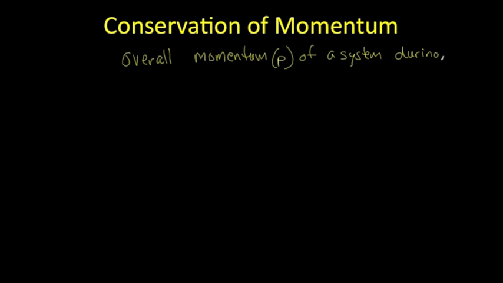Today we're going to discuss conservation of momentum. When we talk about conservation of momentum, we have to realize that we're talking about the overall momentum of a system during a collision. The overall momentum of a system, that means all the objects involved during a collision.